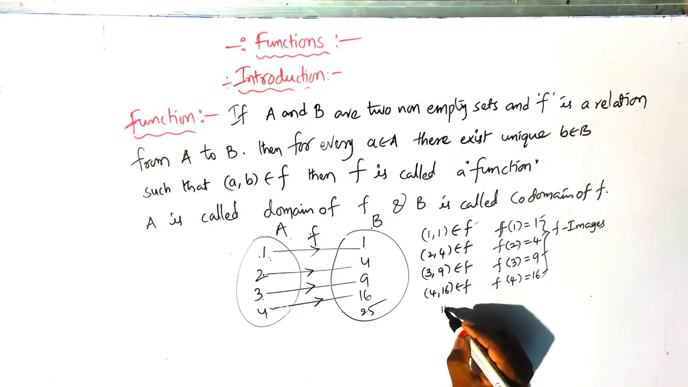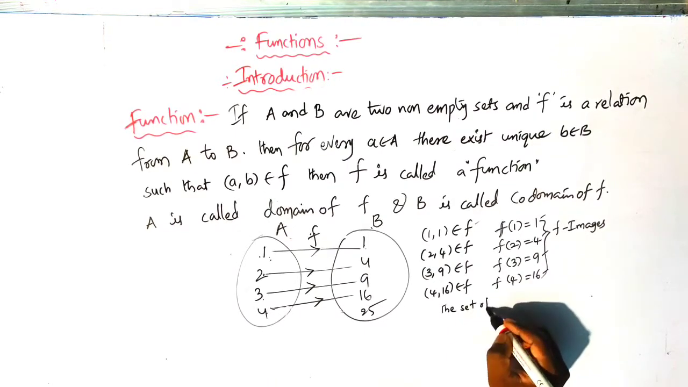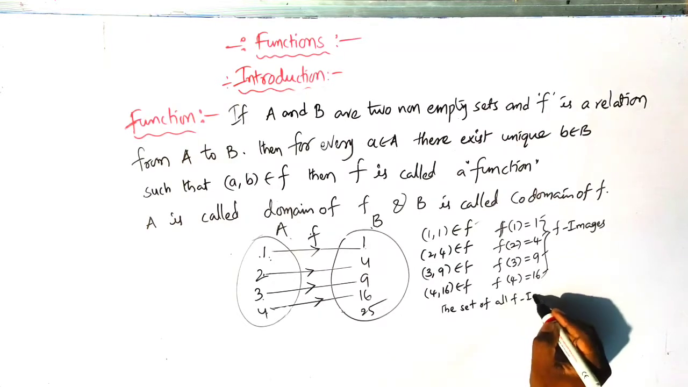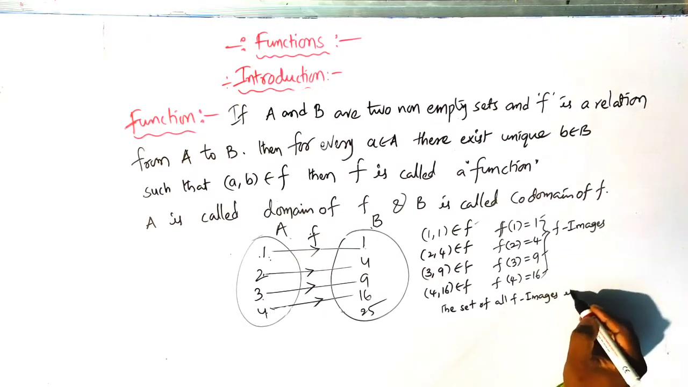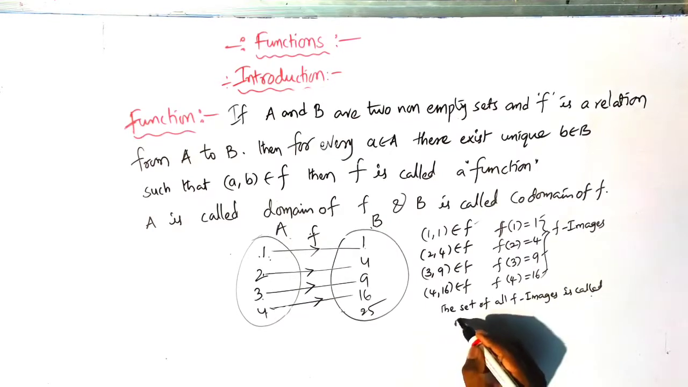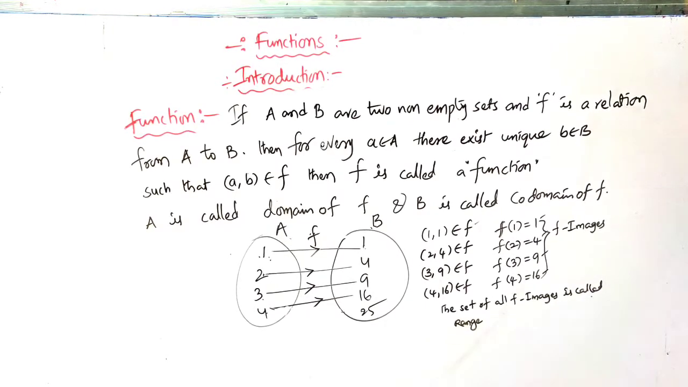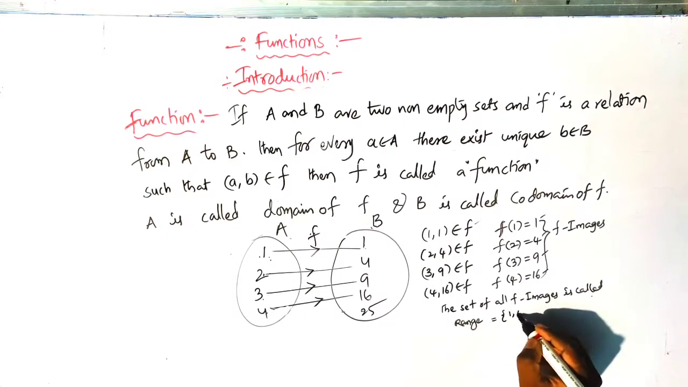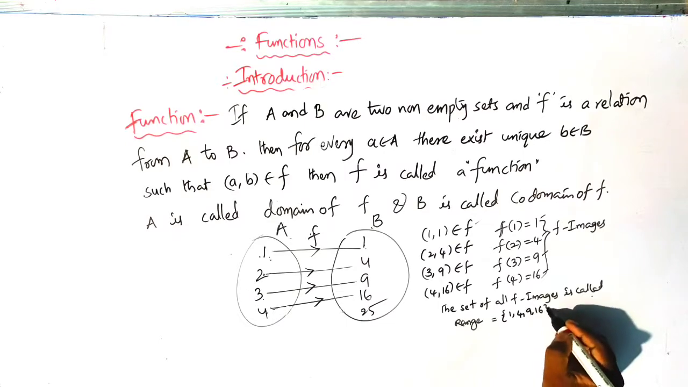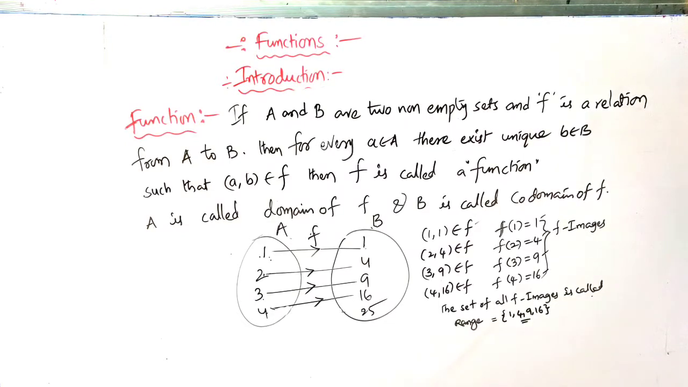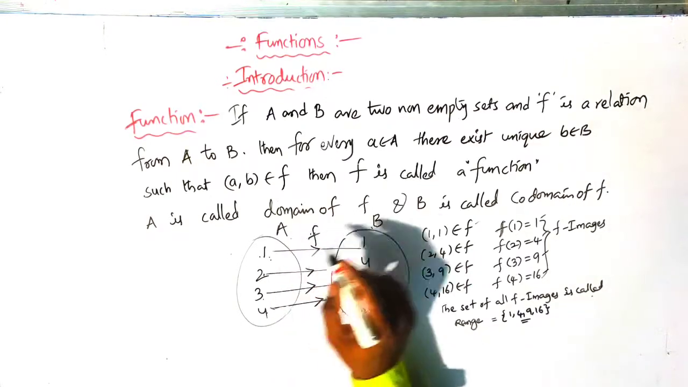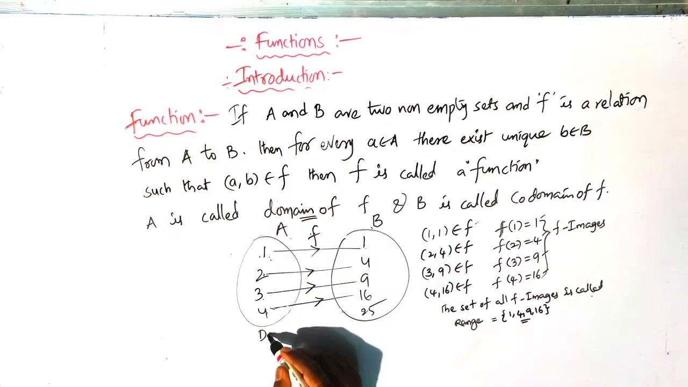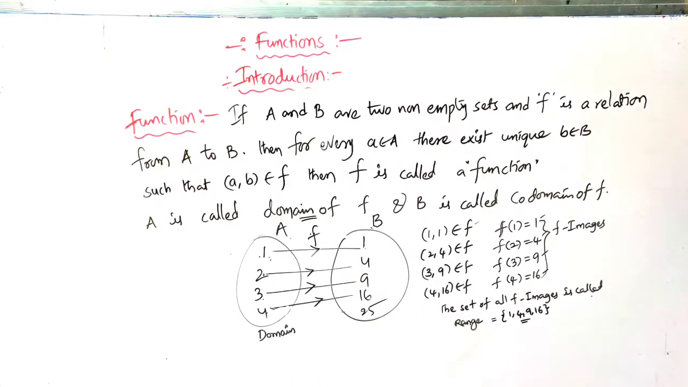The set of all f images is called the range. So the range is the set of all f images, which are 1, 4, 9, 16. Clear? So here the set A is nothing but the domain of f. So this is the domain. And B is called the codomain.